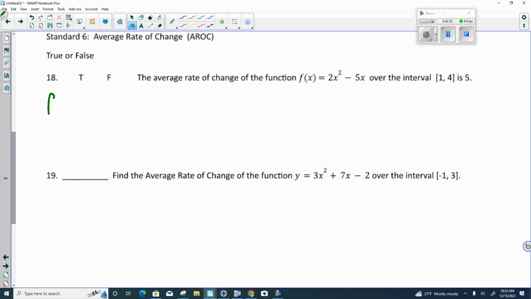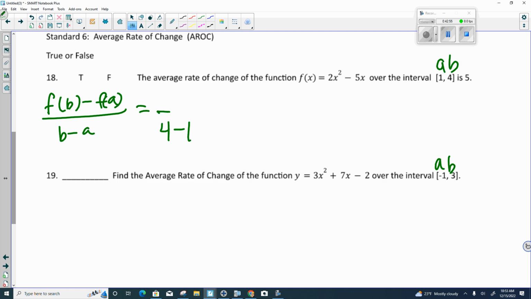Average rate of change. F of B minus F of A over B minus A. Hopefully it's in there. All right, my A and my B, let's label them. I like to start with the denominator, 4 minus 1. I might only do one of these, actually.